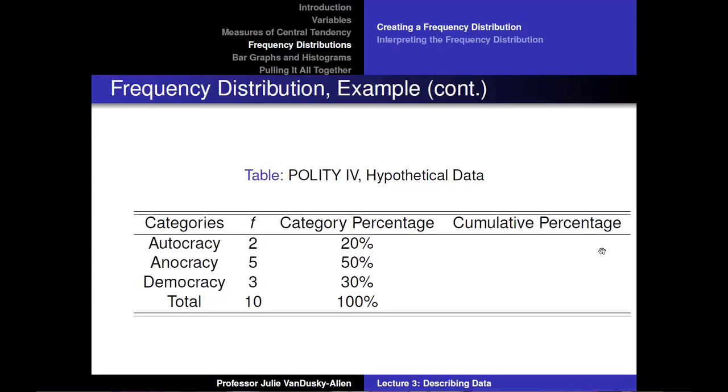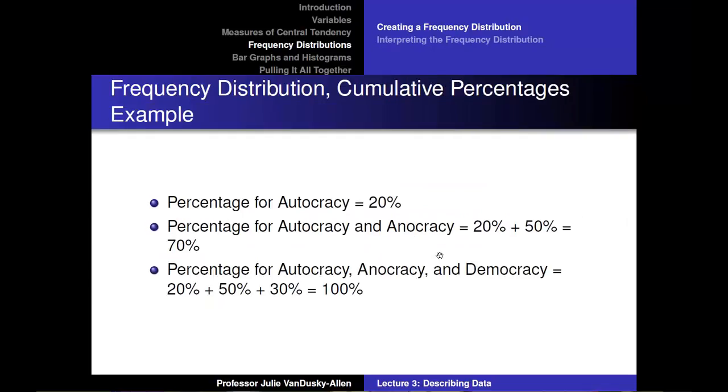So for example, the autocracy category is the first category, so it only has a cumulative percentage of its own category, 20%. The cumulative percentage value for anocracies would be the sum of the category percentage for anocracies and autocracies. So it would be 20% plus 50%, which is 70%.